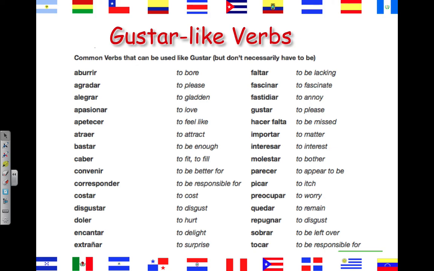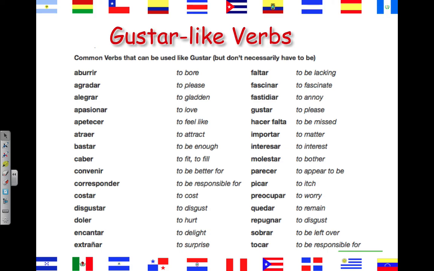Encantar you have seen quite often. Me encanta la tarea. I love homework. It delights me. Faltar in the next column, very often used as a gustar-like verb. Me falta la tarea. I'm lacking the homework. I'm missing the homework. I don't have it. Gustar, of course, is a gustar-like verb. That's stupid. Hacer falta, to be missed. Importar, interesar, and molestar, very often used.